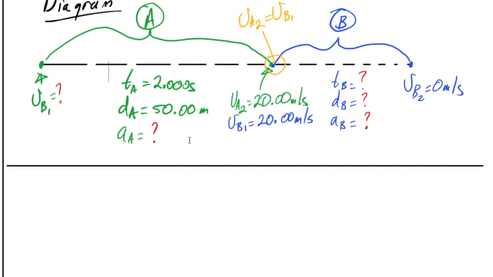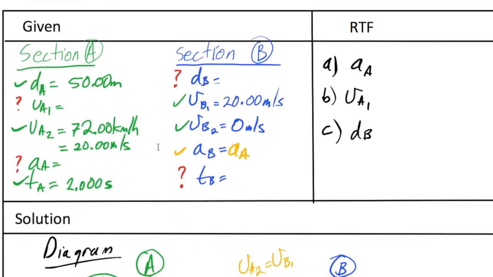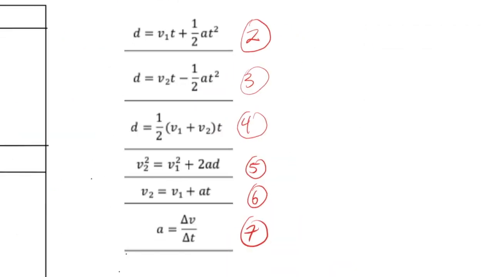Okay, so now, first things first, acceleration in section A. Since we're trying to find the acceleration in section A, actually, no, is that? Yeah, that's right. We're trying to find the acceleration in section A first, which means initially we have to look for the equation that doesn't have VA1 in it. And if we consult our oracle over here to the side, this is the only equation that has no V1.